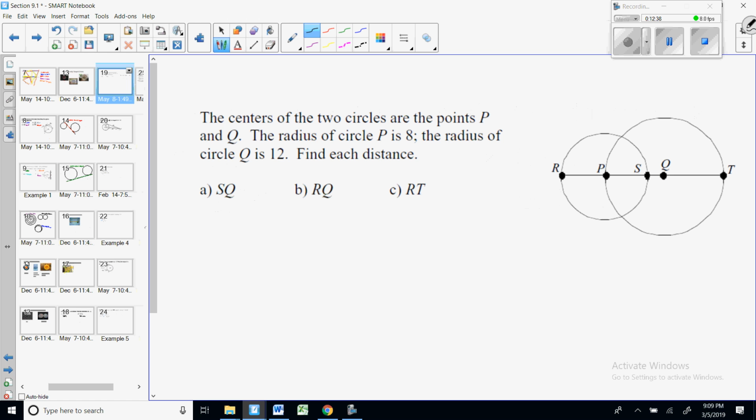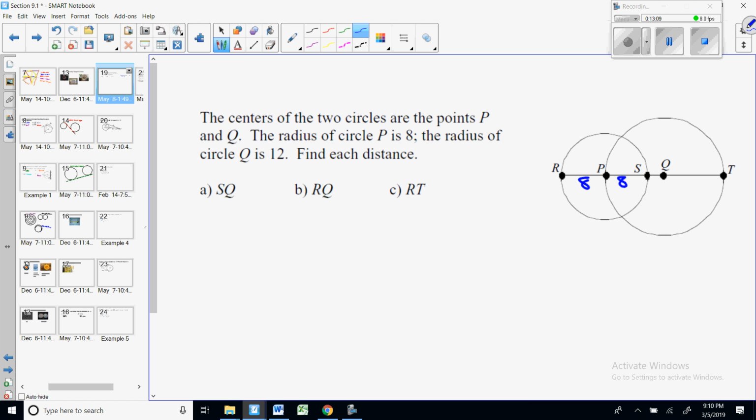The centers of two circles are given here in a picture. Okay, and the circles are P and Q. Our radius for circle P is 8. The radius of circle Q is 12. We want to find each distance. First of all, if we know that the radius of circle P is 8, we want to probably start filling in a little bit on that. Okay, which means that RP is going to be 8, PS is going to be 8.